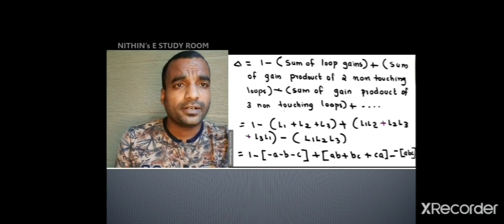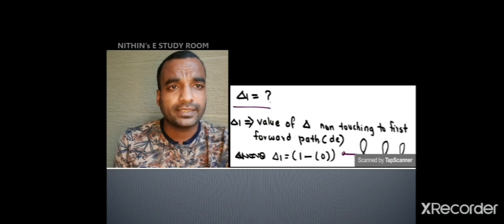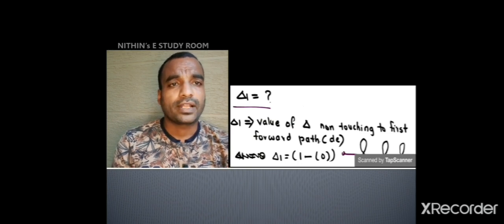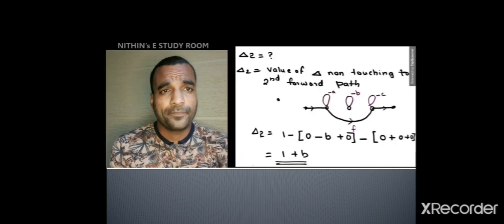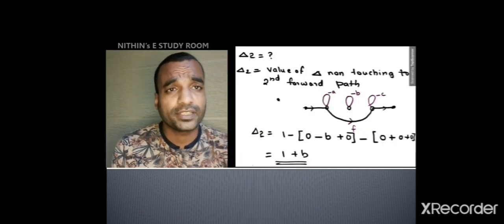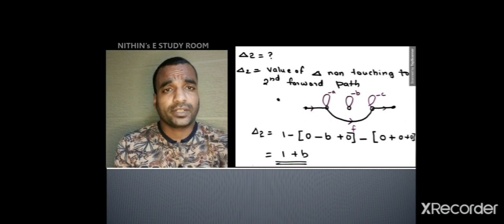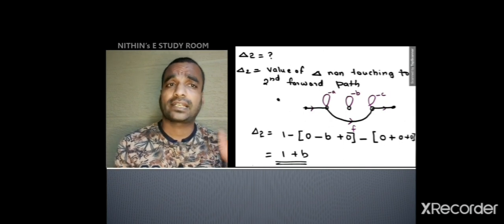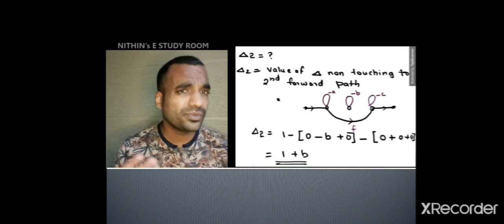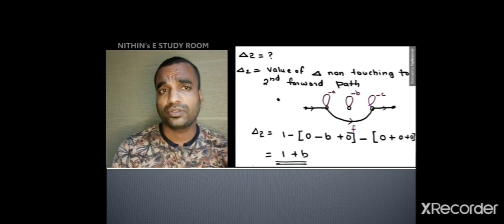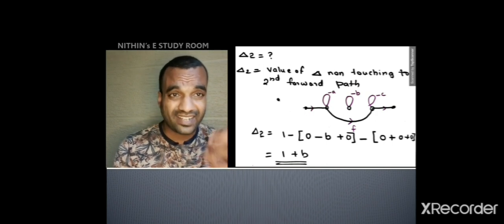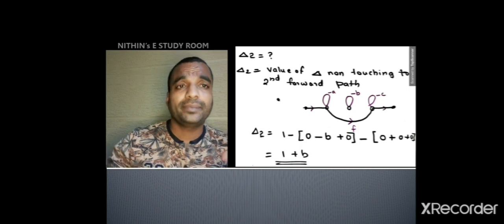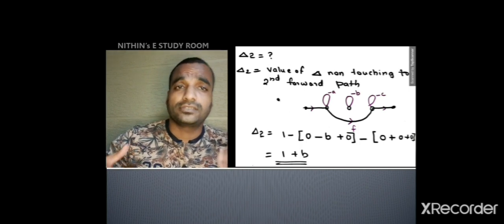Now you are substituting the entire thing here. Delta 1 is equal to 1 minus 0. So the value of delta 1 is equal to 1. So now it's time for finding the value of delta 2. Delta 2 is nothing but value of delta non-touching on second forward path. So now you are on the track. You already found delta, and from delta you extracted the value of delta 1, and from the same delta now you are checking what is delta 2.